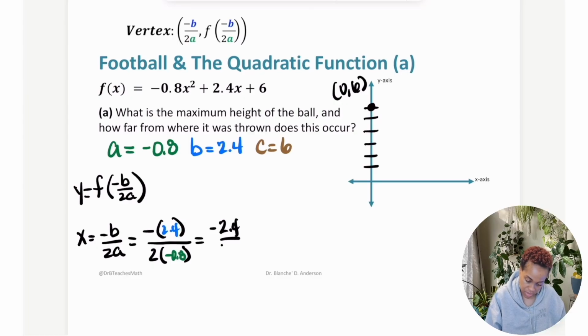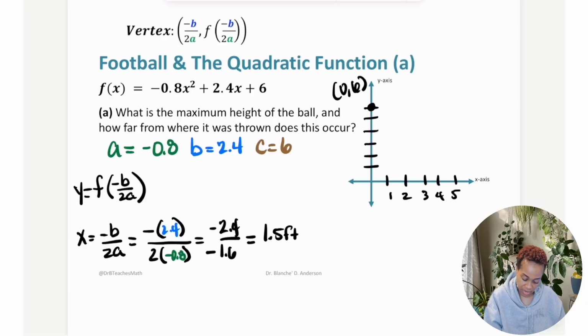That's going to be 1.6. And when you take negative 2.4 over negative 1.6, because it's 2 times negative 0.8, you get 1.5. And that's in feet, I believe. So if I count 1, 2, 3, 4, 5, 1, 2, 3, 4, it looks weird on the graph because it's going to be right here. I guess some people would say that's how far Dak would throw it anyway. Okay, so that's our point there.